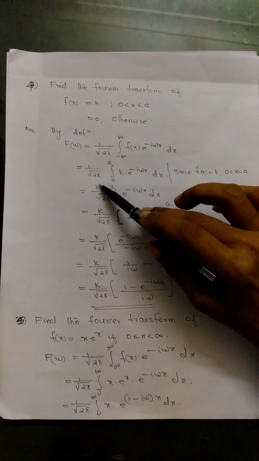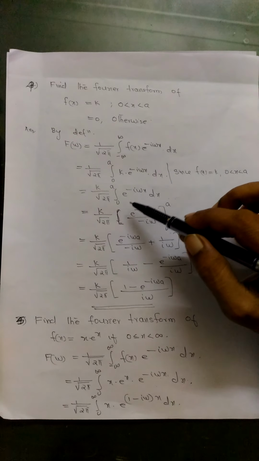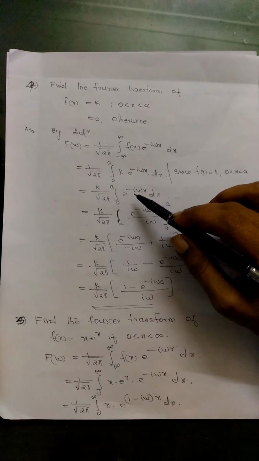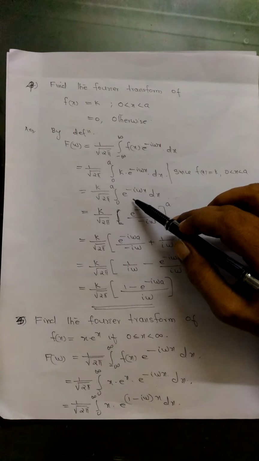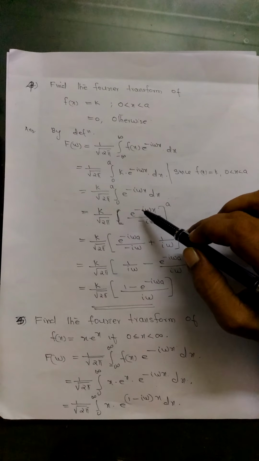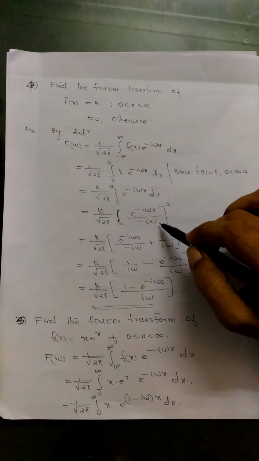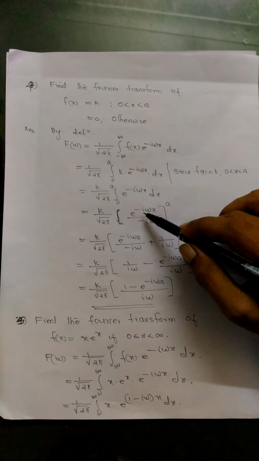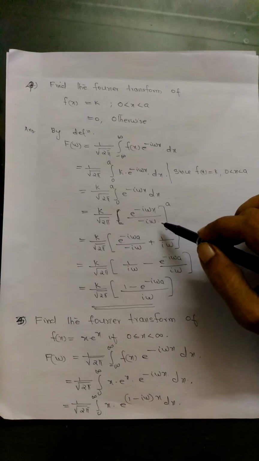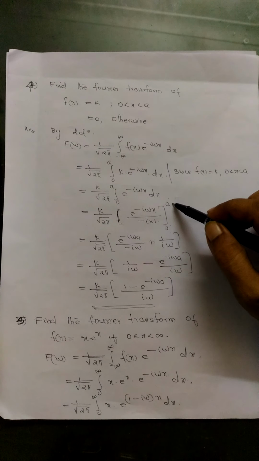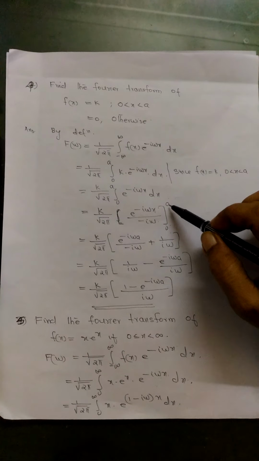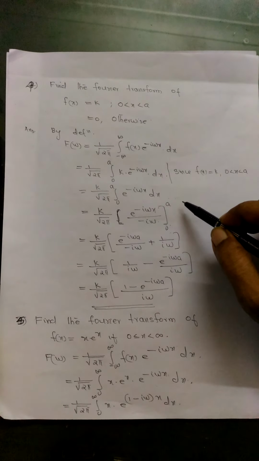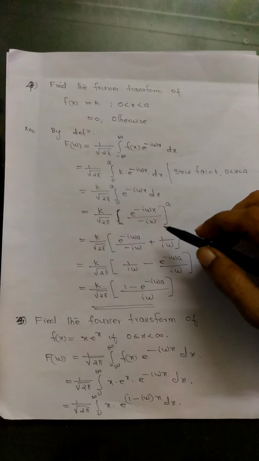K is a constant, so take it outside: k/√(2π) ∫ from 0 to a e^(−iωx) dx. So, integrate this, and we know the integral of e^(−iωx) is e^(−iωx)/(−iω). So, this equals k/√(2π) times e^(−iωx)/(−iω) with limits 0 to a. And we apply the upper limit a. We get k/√(2π) e^(−iωa)/(−iω).